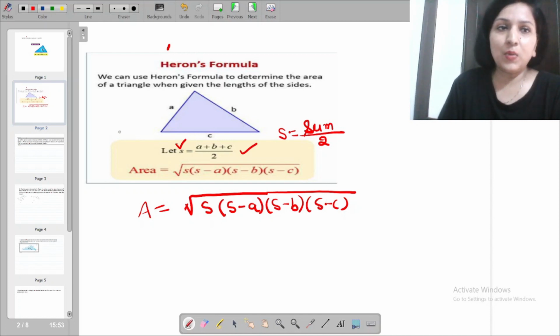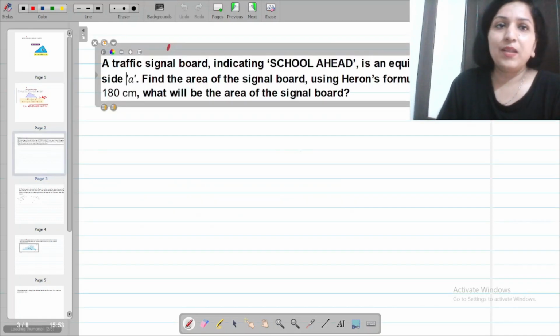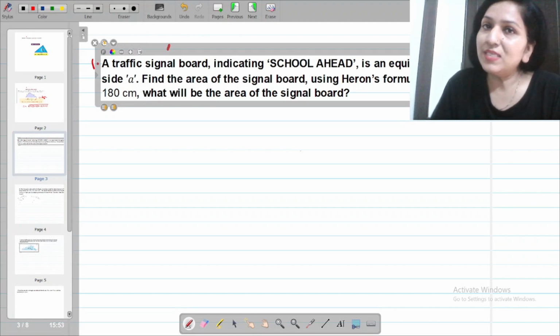So let's start doing the questions based on this formula. As per your rationalized syllabus, chapter number 10 is Heron's formula. So this is question number 1 here. In total, there are only 6 questions in this particular chapter. So it's a very small and interesting chapter. I hope you'll enjoy this.